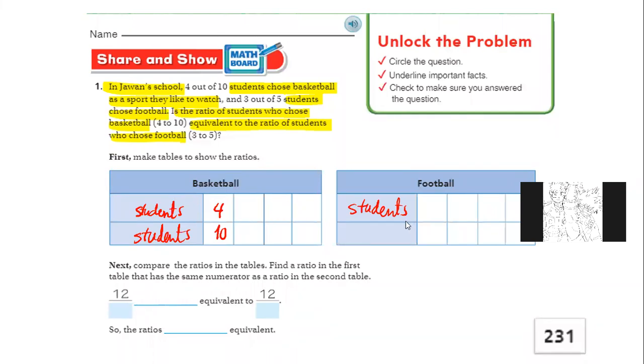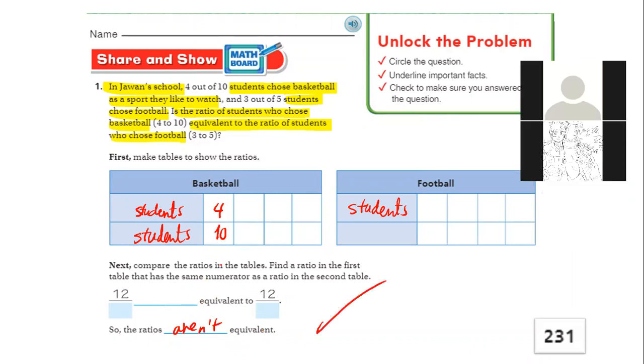All right, my dear students here, what was your answer for this question? Are they equivalent or not? No, obviously, Mister, the ratios are not equivalent. Good job if you understand. Because the first one is 12/30 and the second one is 12/20.